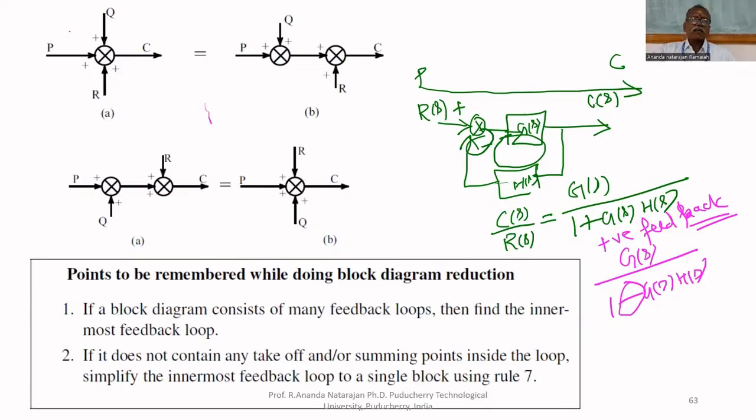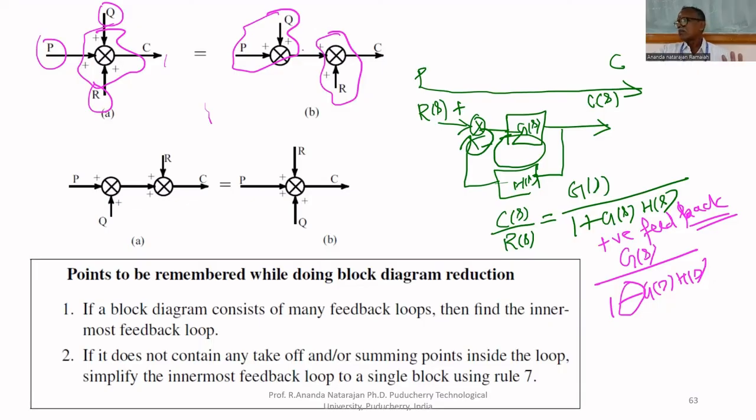Now, these are all additional rules. Suppose I am having a summing block like this. How many signals are summed together? Q of S, E of S, R of S. All three signals are summed up. How can you add all three signals together? Suppose I give you three numbers. How will you add? First you will add the first two numbers, and with that result, you will add the third number. The same concept: the first two signals are added together, then the third signal is added. So we can separate the summing blocks in the block diagram like this.